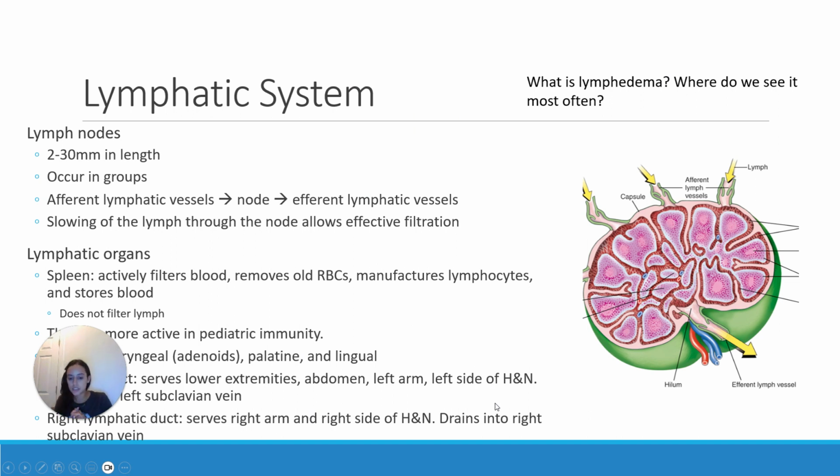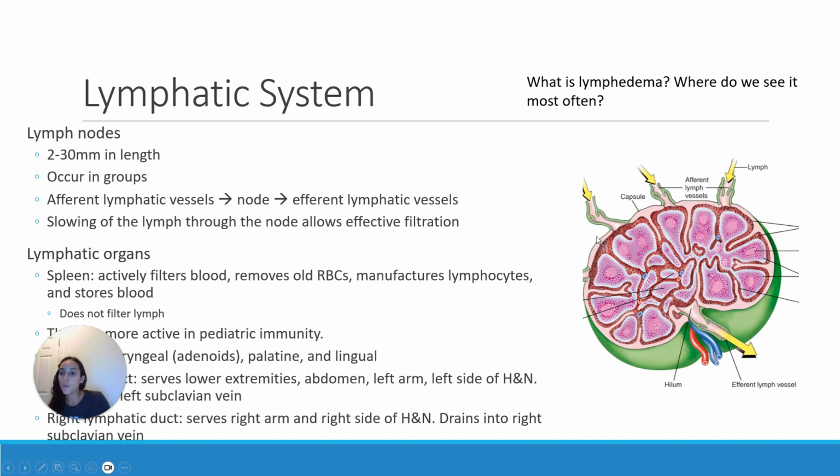So lymph nodes. Lymph nodes are 2 to 30 millimeters in length. They often occur in groups. And the way that lymph enters the node is it comes in through afferent lymphatic vessels. These are the vessels going into a node. Inside of the node is where the draining, the filtering, all of that is happening. And then the lymph, after it has been filtered, exits through an efferent lymph vessel.